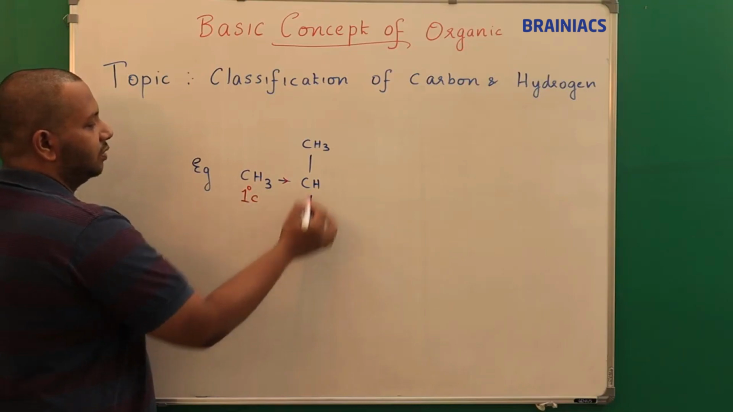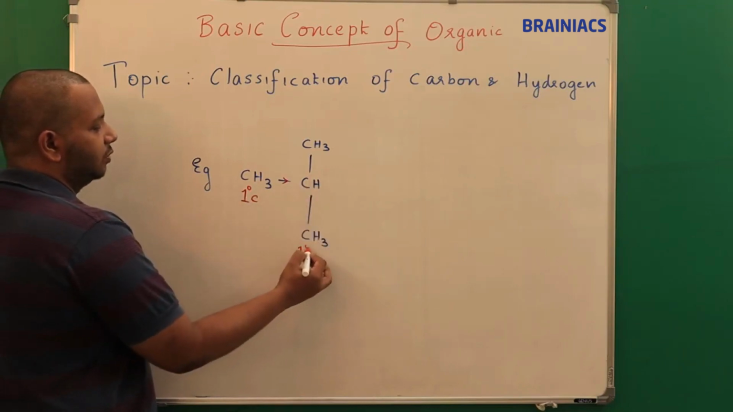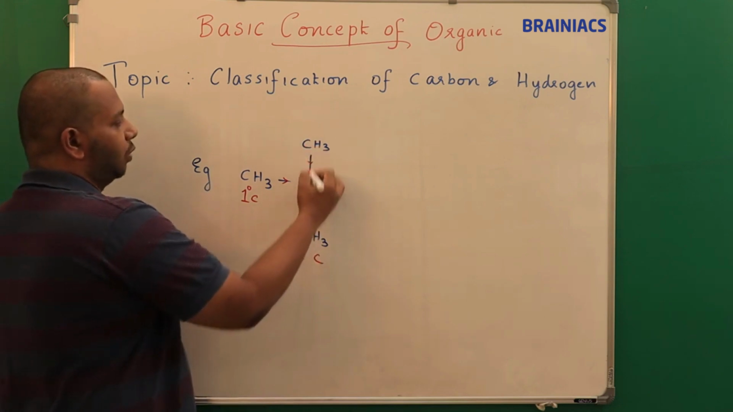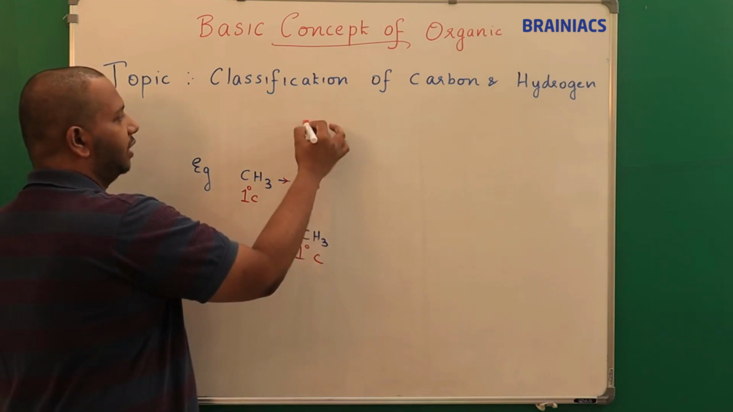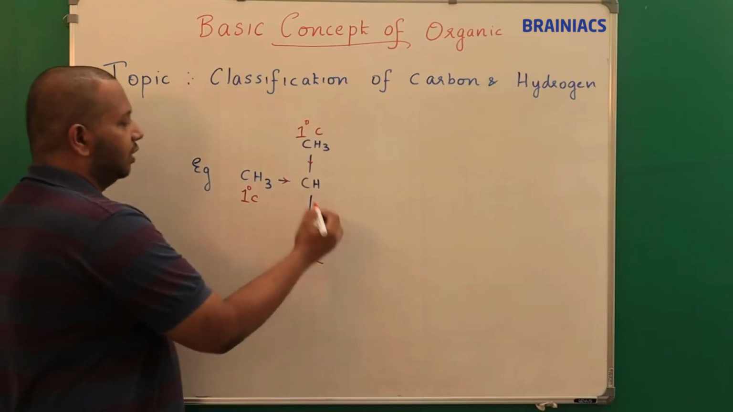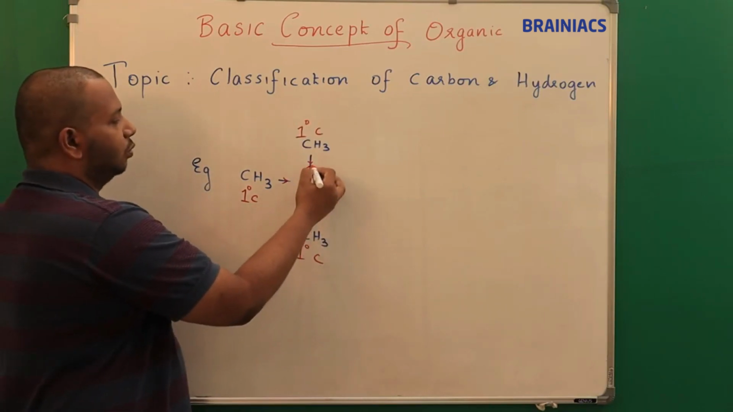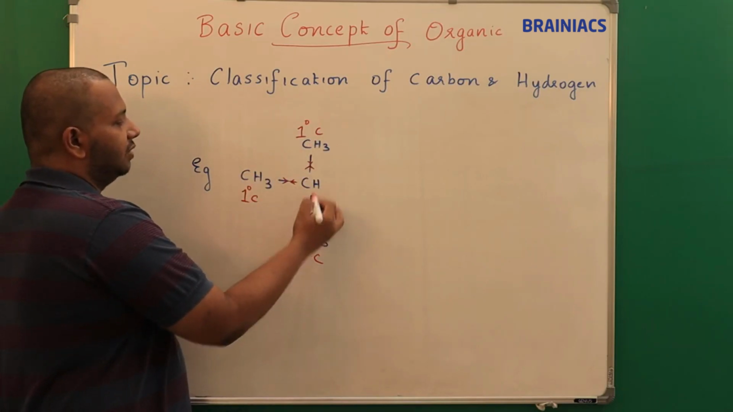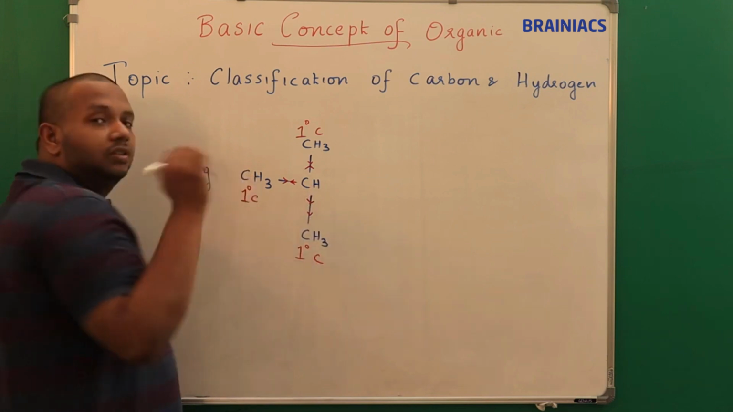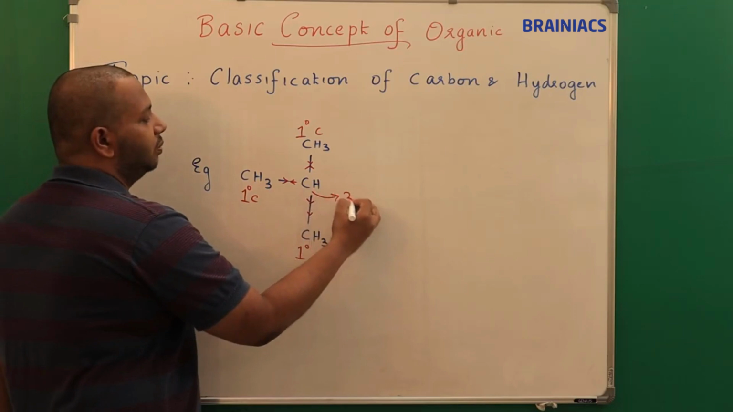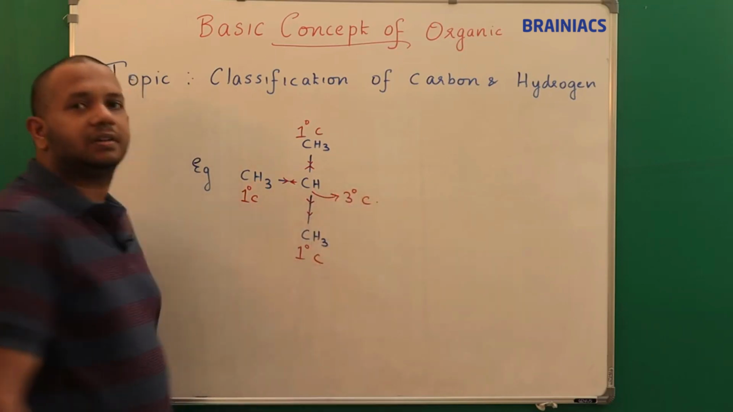I will look at this one. This is connected to only one carbon atom. So this is also a 1-degree carbon atom. And if I look at this carbon atom, this is connected to only one carbon atom. So this is also a 1-degree carbon atom. Correct? Now if I am looking at this carbon atom, this is connected to one carbon atom here. This is connected to another carbon atom here. And this is connected to a third carbon atom here. So it is connected to 3 other carbon atoms. So this should be what actually? This should be a 3-degree carbon.